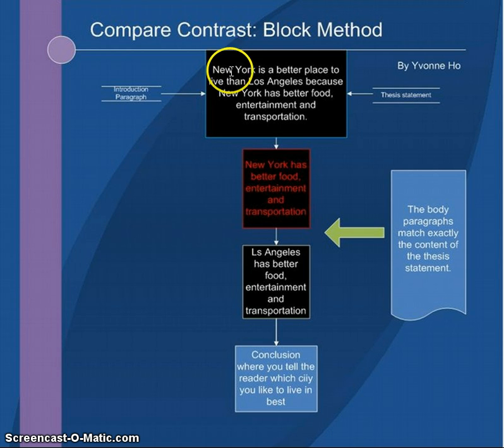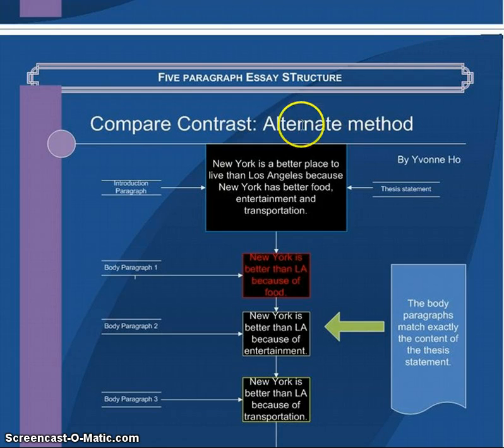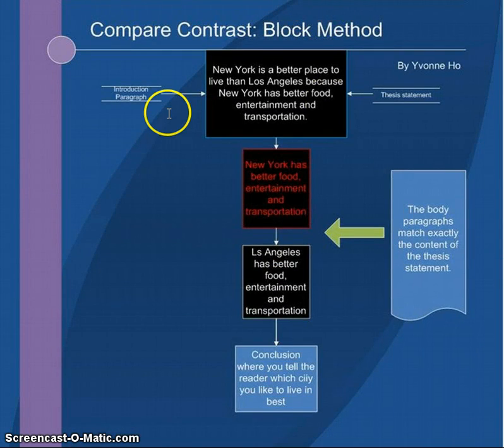In this example, I am comparing which is a better place to live. New York is a better place to live than Los Angeles because New York has better food, entertainment, and transportation. And so here I use the block method. You have two different methods of comparing and contrasting things. You can either use the block method or you can use the alternate method. What is the difference between comparing and contrasting using the alternate method or the block method?